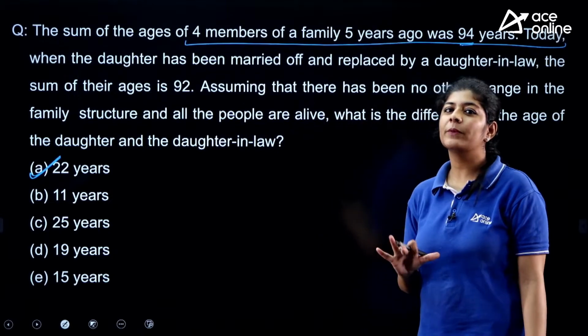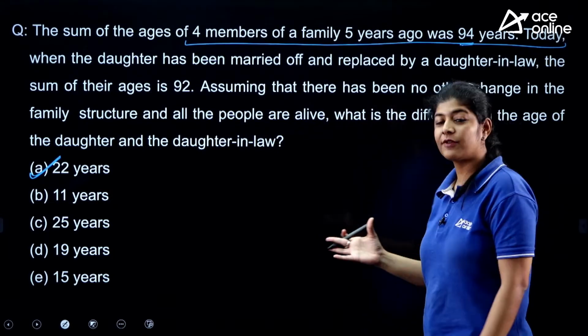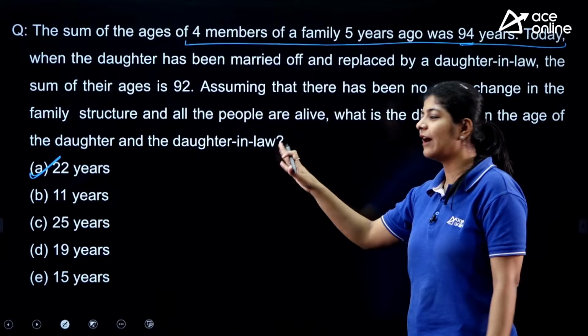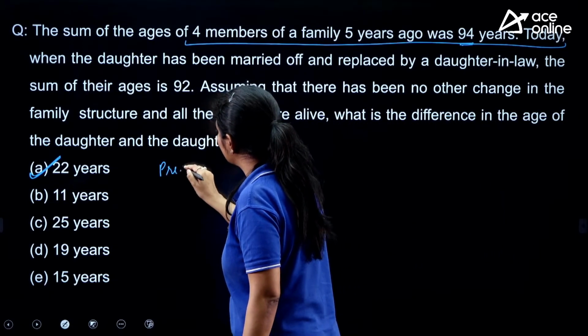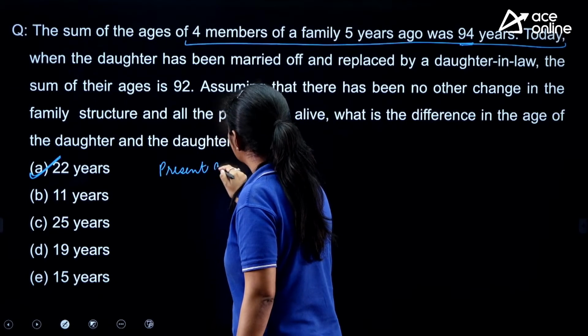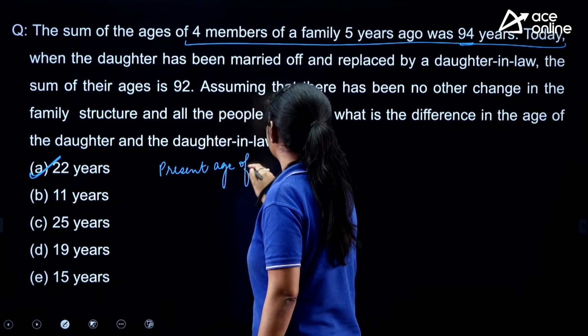We are having a few questions from the mains paper, but after two to three questions. First, what we will do is simply calculate the present age of the family.